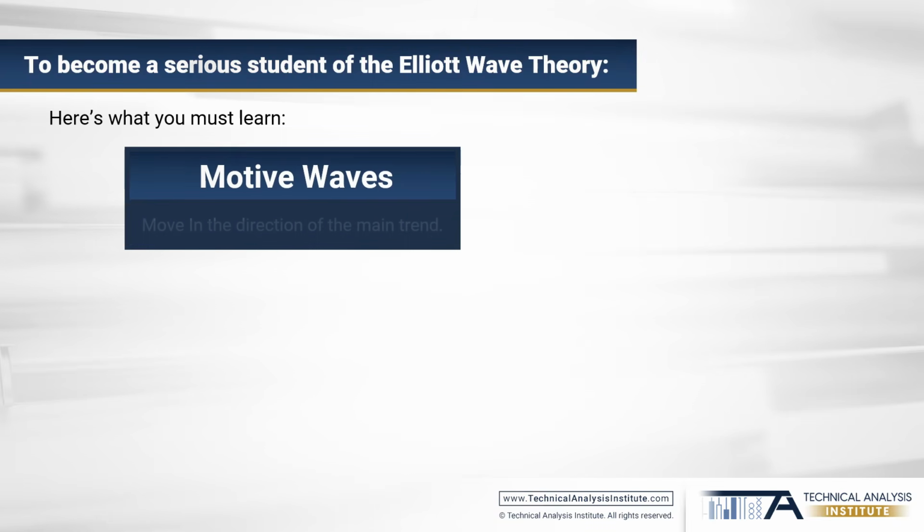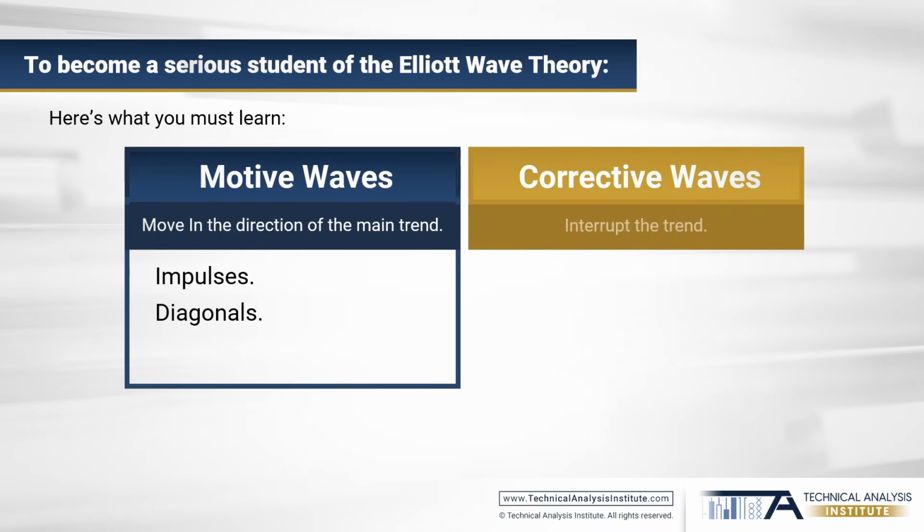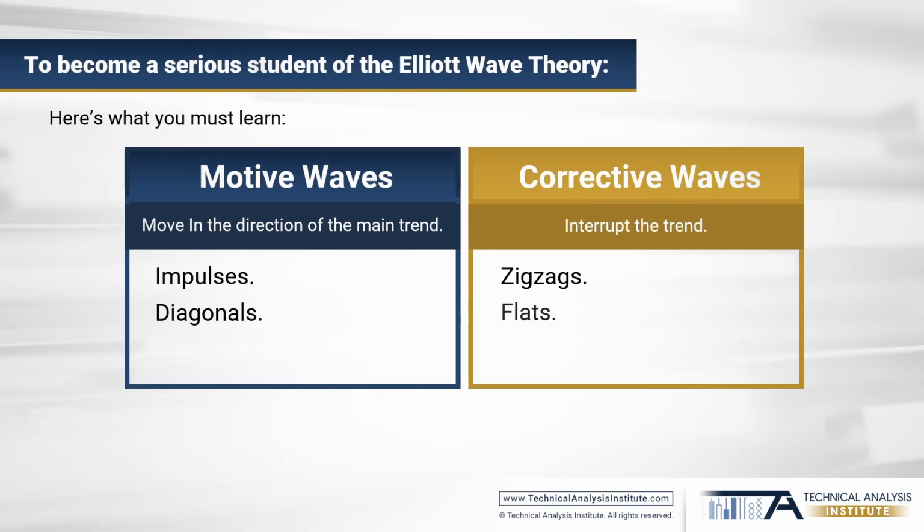There are 2 main modalities of wave formations: motive and corrective. Motive waves move in the direction of the main trend and can take the shape of impulses or diagonals. Corrective waves interrupt the trend and can take the shape of zigzags, flats, or triangles.